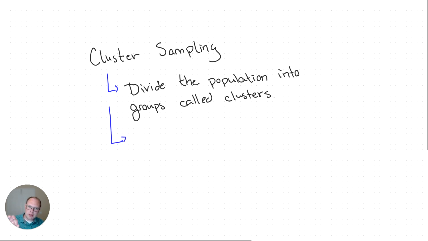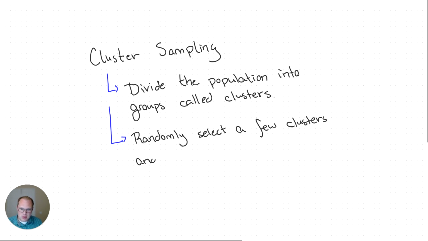Now, once we have our clusters, we want to randomly sample a few of the clusters and sample everyone from those clusters. Every member from those clusters. So randomly select a few clusters and sample every member from those clusters.